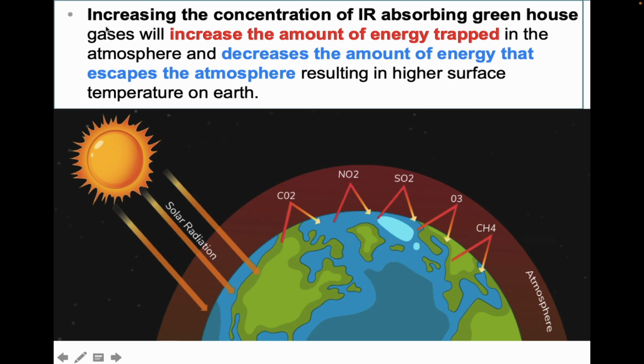Okay, so to summarize, increasing the concentration of infrared absorbing greenhouse gases will increase the amount of energy trapped in the atmosphere and decrease the amount of energy escaping the atmosphere, resulting in higher temperature.